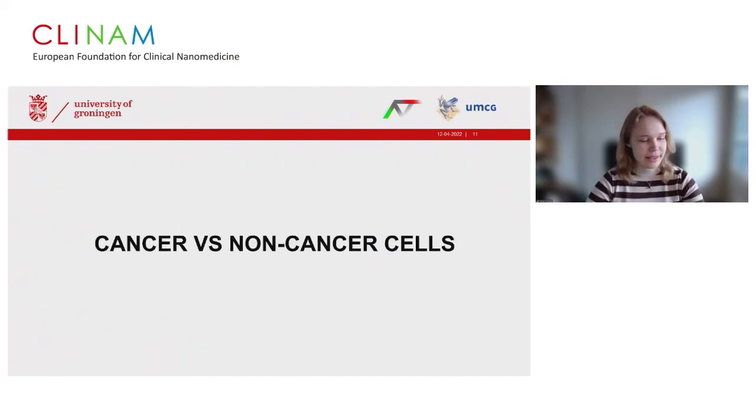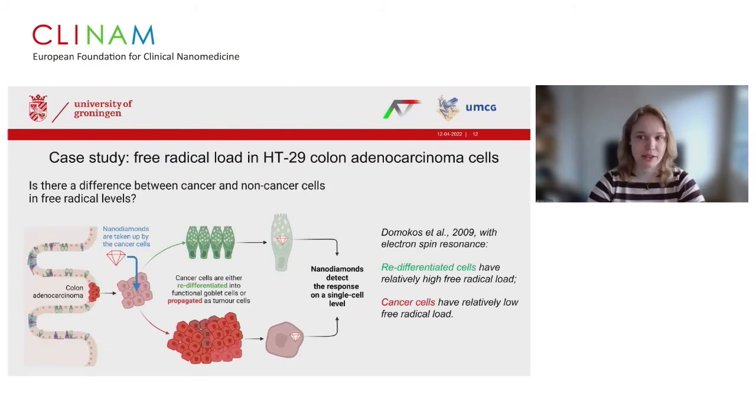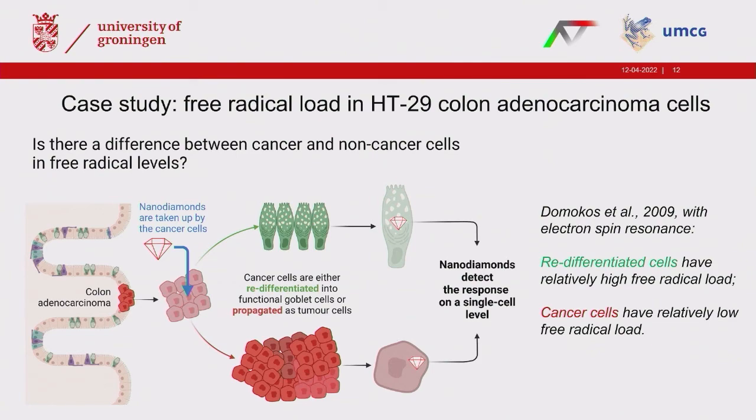The next case that I would like to talk about is us looking into the free radical load in the HT29 colon adenocarcinoma cells. This is a very interesting cell line because it can be, with a very simple treatment, redifferentiated into more functional goblet-like cells, or it can be propagated as tumor cells, giving us a very nice model to see whether there is a difference in free radical load between the cancerous cells and the more differentiated cells.